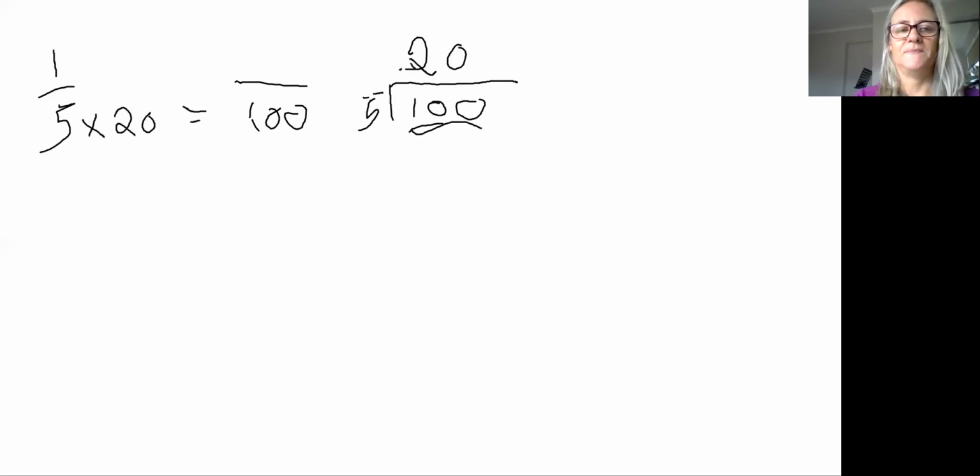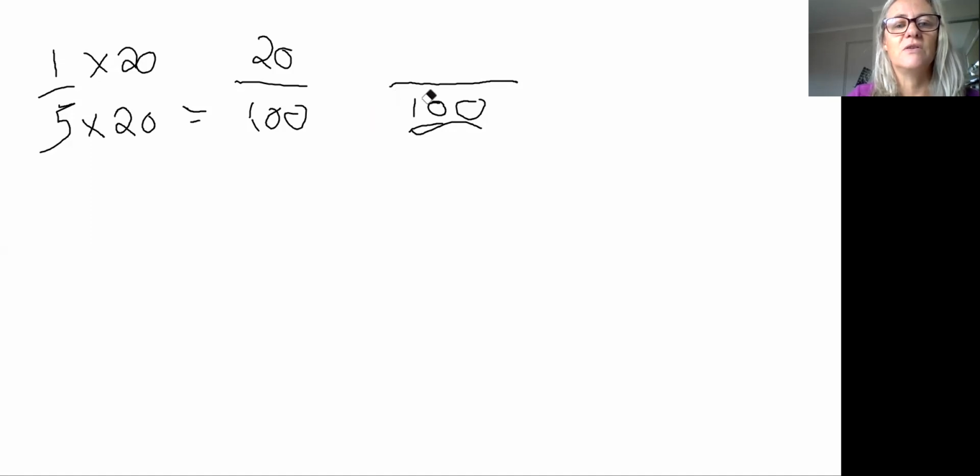Okay. So whatever we do on the bottom, we have to do exactly the same thing at the top. So 5 times 20 equals 100. 1 times 20 equals 20. All right. Now I'm just going to rub out all this up here, so we've got a bit of clear space. So bear with me a second while I rub it out.